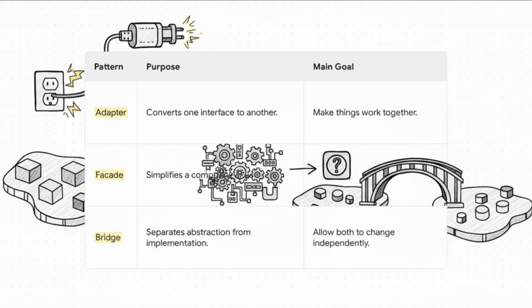Okay, a quick but important point. It's really easy to mix up the adapter pattern with other patterns like Facade or Bridge. So let's clear that up. The adapter is all about converting one interface into another so they can work together. That's its main job. A Facade, on the other hand, is about making a really complex system easier to use by giving it a simple front door. And a bridge, that's about decoupling an abstraction from its implementation so they can change independently. Different tools for different jobs.